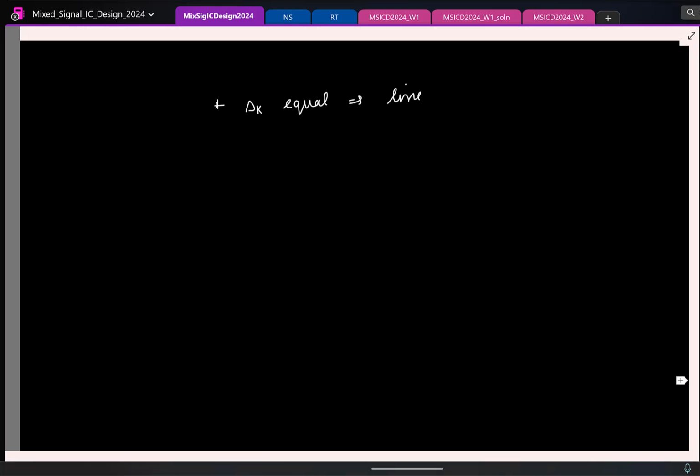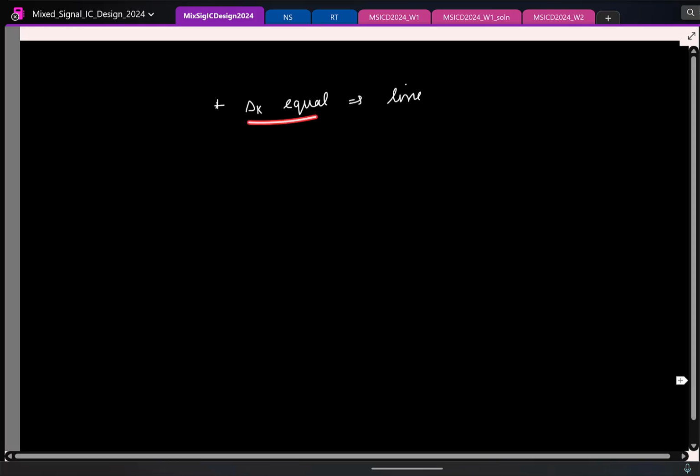So yeah, it means that when I say we have a linear quantizer, all I mean is the code widths are equal for all the codes, or the other way to say is, if I go and connect all the transition voltages, you get a nice straight line.